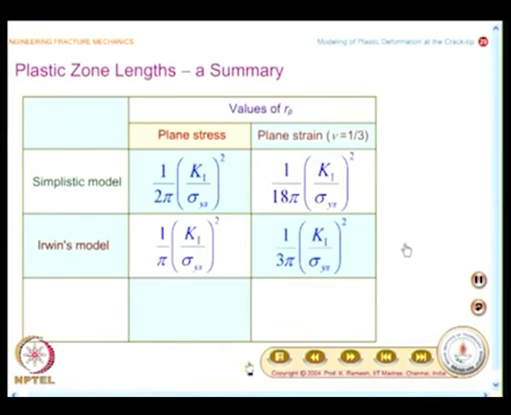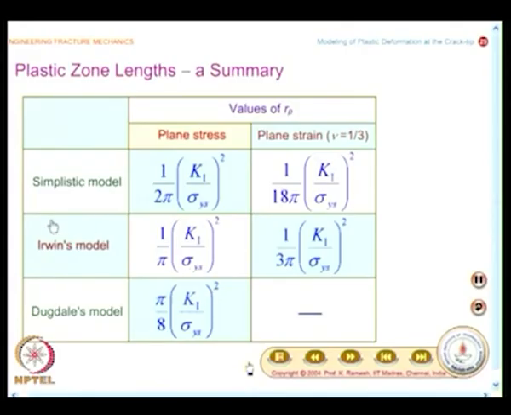Then finally we had seen the Dugdale's model, and you will have to keep in mind this is applicable only for a plane stress situation. He had taken only thin specimens, essentially thin plates. He had not calculated the plastic zone size for plane strain situation. And in Dugdale's model the plane stress plastic zone length is pi by 8 multiplied by (K1 by sigma_ys) whole square.